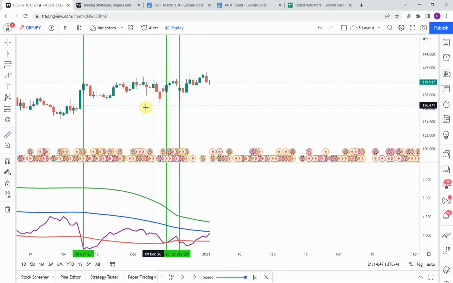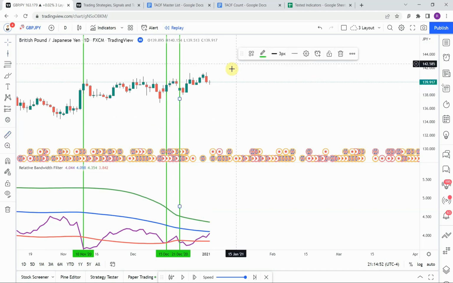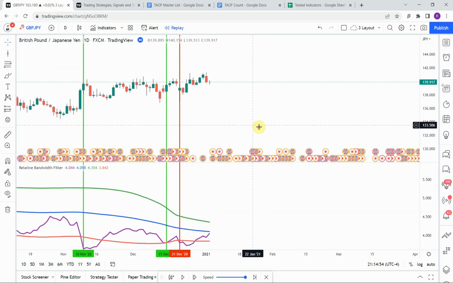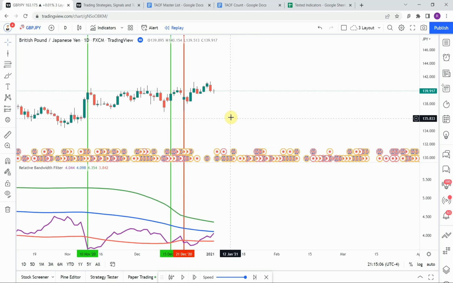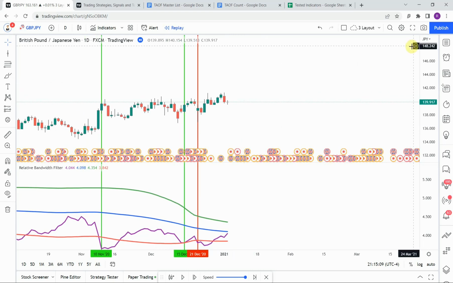This one, though, it does appear as though we are going to take a stop on that one. And so we entered there and immediately price spikes to the upside. That one does stop us out. Looks like our first losing trade so far. So, all right, so that's going to put us at the end right there.